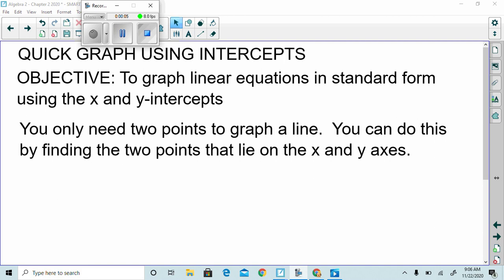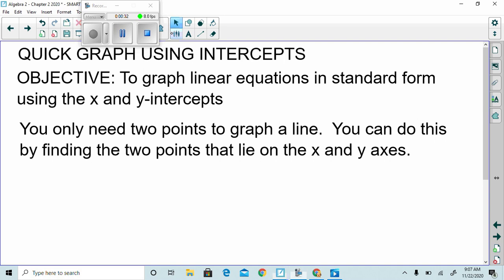Let's take another look at graphing equations using a quick graph method. Today we're going to practice a little more on finding x and y intercepts in order to do a quick graph. Remember that you only need 2 points in order to graph a line, so we can accomplish this by finding these points that fall on the x and y axis.